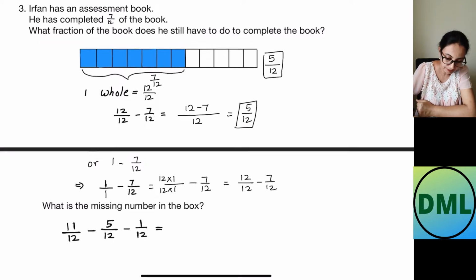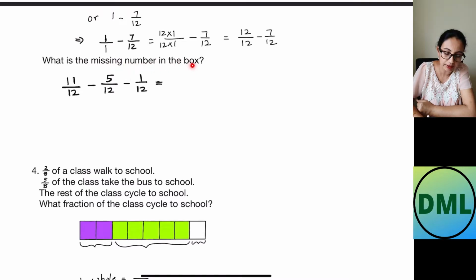Let's see one more example. What is the missing number in the box? As we can see, here we have to do the subtraction. My denominator is the same. How many times do I need to write down the denominator? One time, right? Let's write it one time. 12. I have to subtract 11 minus 5 and 5 minus 1. That means I need to subtract all of the things from the numerator. Let's write it down. It will be written as 11 minus 5 minus 1. Minus 5 and minus 1 have the same sign.